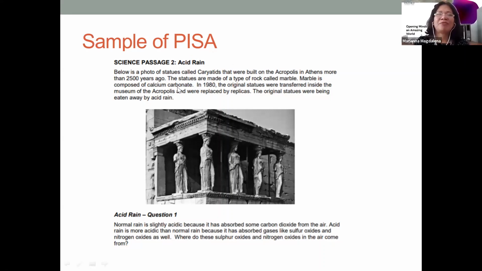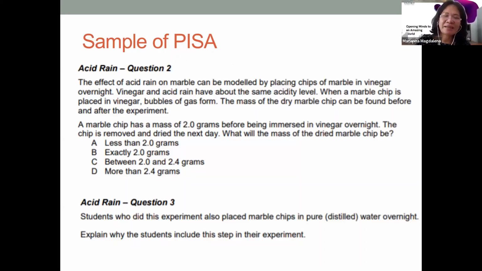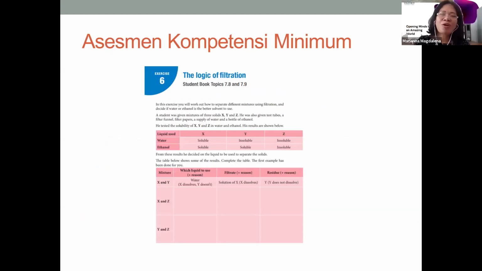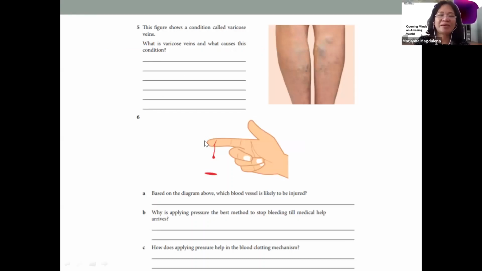Once again, you can Google this and learn the types of questions. These are types of questions. This is in the resources. Actually, there are also many assessments that reflect assessment competency minimum. You can pick them up, or the examples inspire you to make new assessments by learning the types of assessment in the resources. This is the logic of filtration, student book topics 7.8 and 7.9. And also these types of questions.